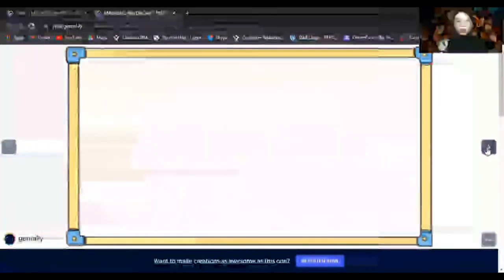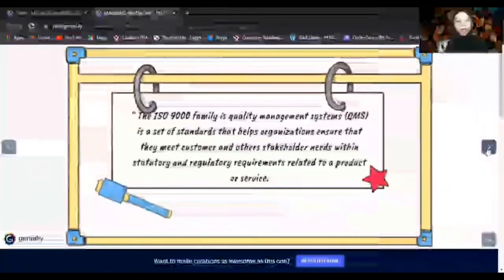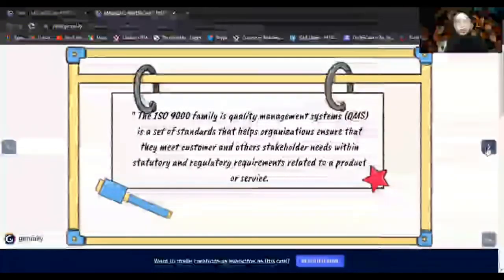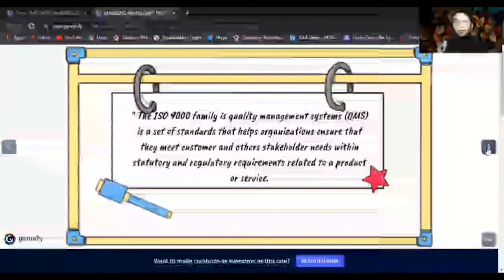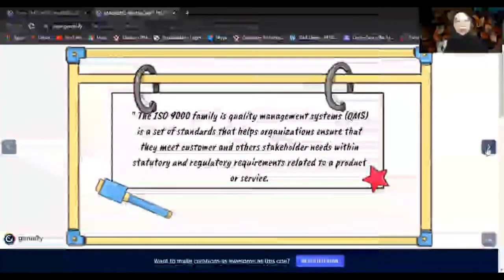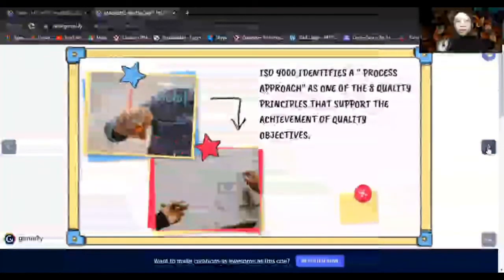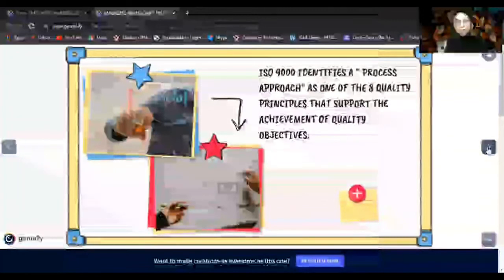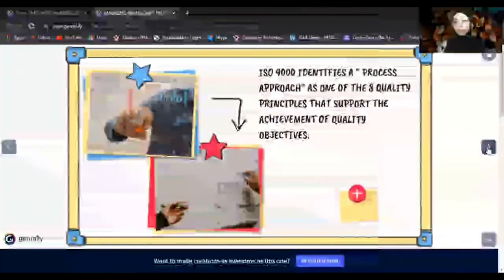Okay, what is the ISO? The ISO family is a quality management system. QMS is a set of standards that help organizations ensure that they meet customer and other stakeholder needs within statutory and regulatory requirements related to a product or service. Okay. ISO 9000 identifies a process approach as one of the quality principles that support the achievement of quality objectives.